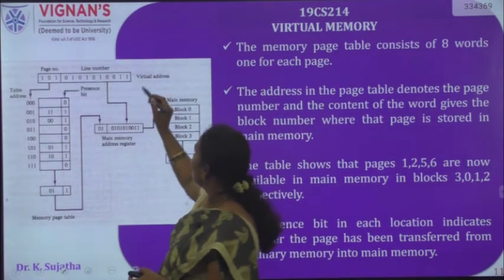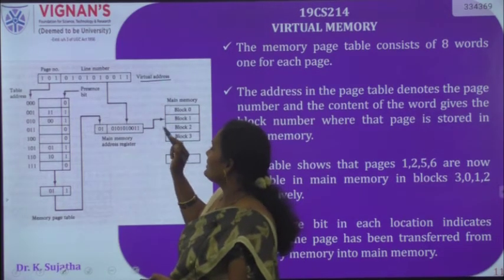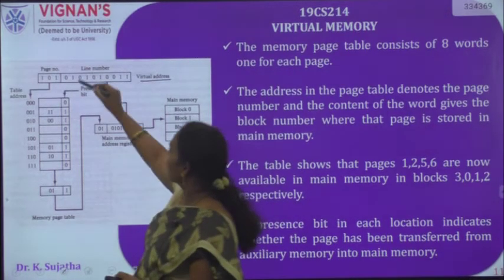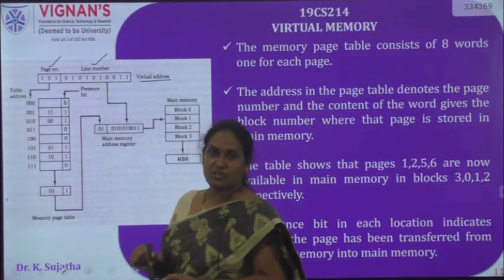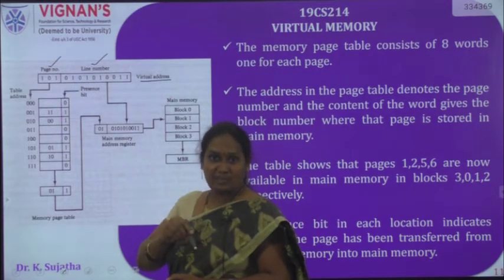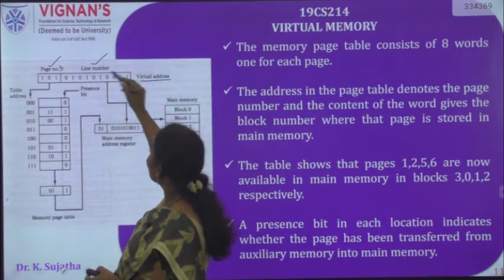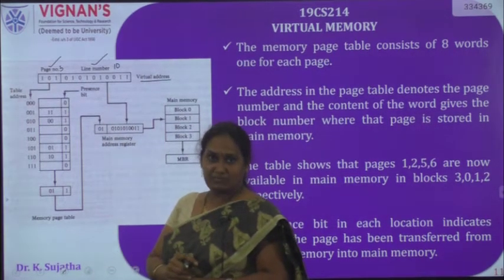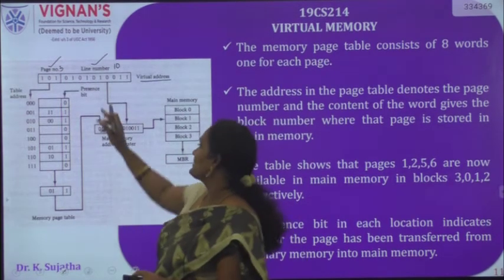Now let us see the virtual address here, which has 13 bits. This 13-bit virtual address is divided into two parts. The first part is used for the representation of the page number. The second part is used for the representation of the line number. Since we have 8 pages, for the representation of the page number, we need 3 bits only. So that's why the page number contains 3 bits. The remaining 10 bits are used for the identification of the line number. In which page, which line? For identification of the line, we are using this address.